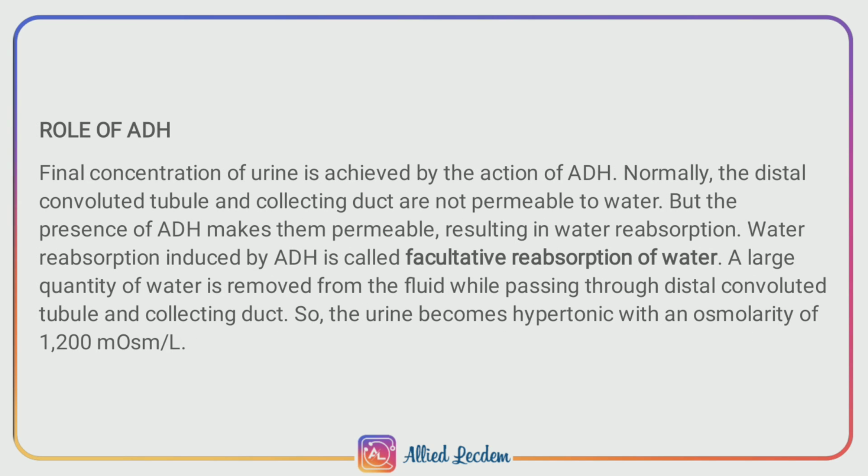Role of ADH. The action of ADH achieves the final concentration of urine. Normally, the distal convoluted tubule and collecting duct are not permeable to water, but the presence of ADH makes them permeable, resulting in reabsorption of water. Water reabsorption induced by ADH is called facultative reabsorption of water. A large quantity of water is removed from the fluid while passing through the distal convoluted tubule and collecting duct. So, urine becomes hypertonic with an osmolarity of 1200 milliosmol per liter.